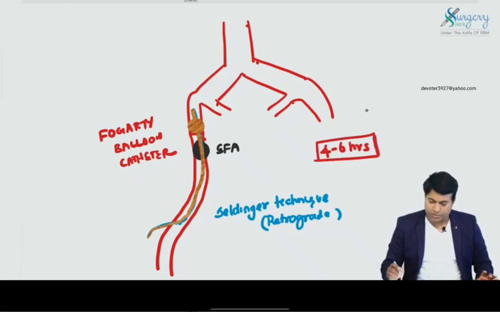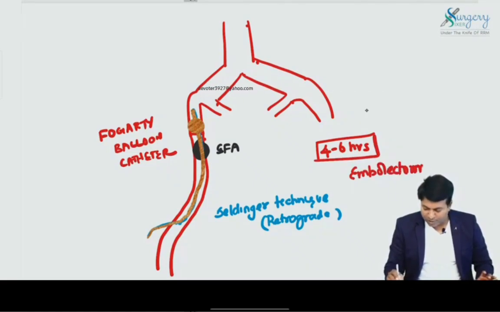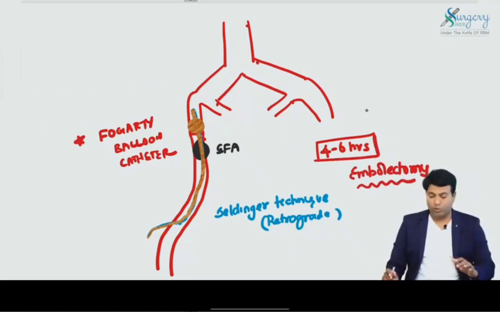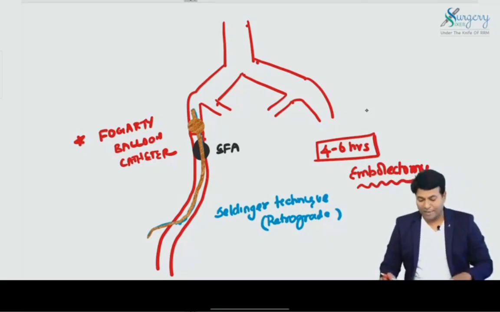This procedure is known as embolectomy, usually done with the help of a Fogarty balloon catheter. If you delay this procedure, the patient will end up in limb gangrene. So please remember, it should be done at the earliest.